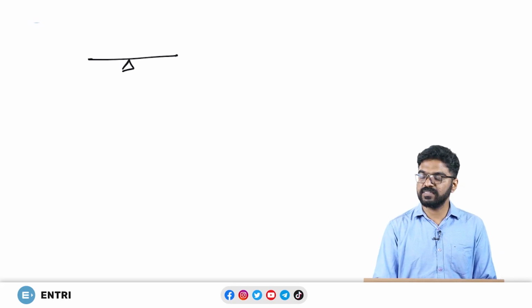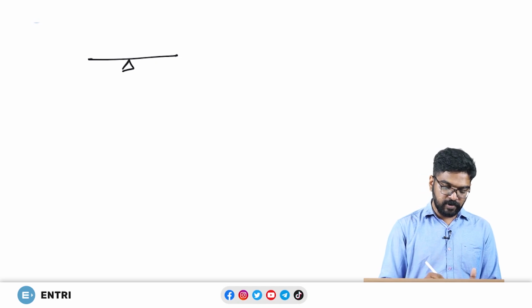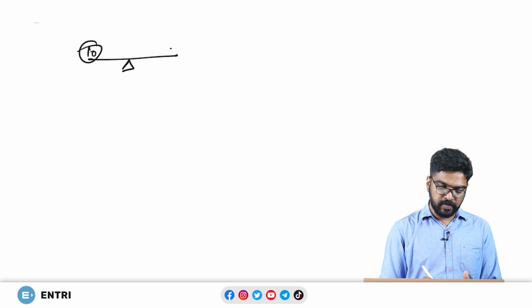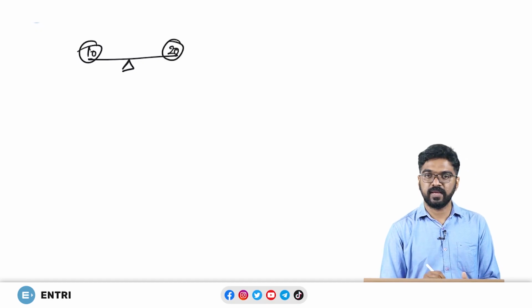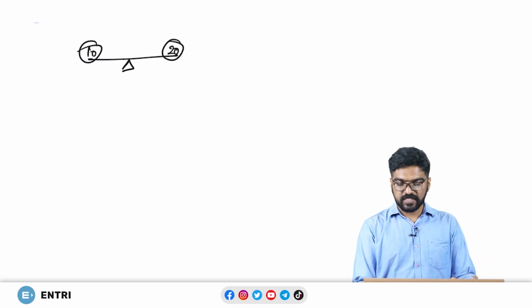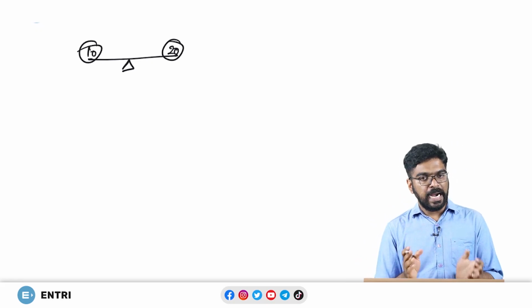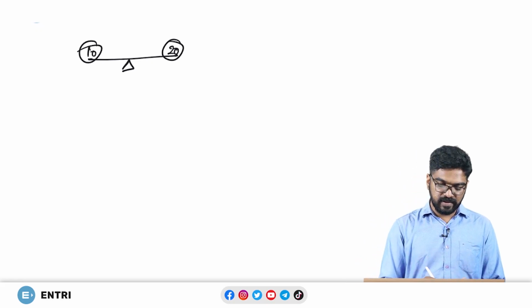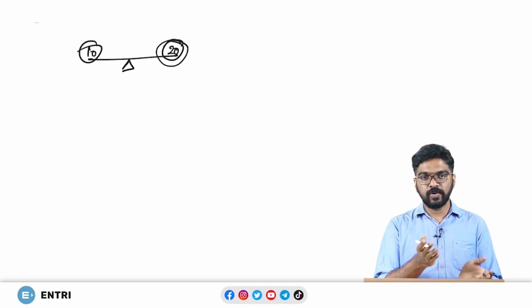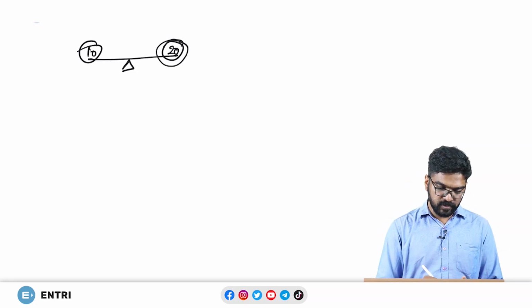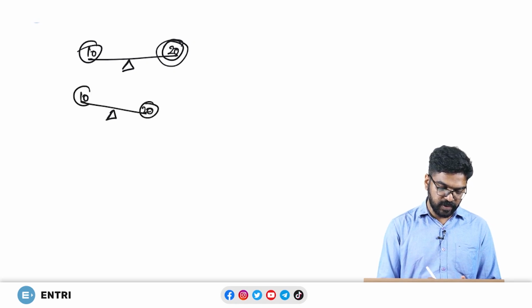Now let us take one such seesaw, and you are putting a weight of say 10 kilogram over here, okay? And you are putting a weight of 20 kilogram over here. What will happen to this? This weight will actually affect the balance of this particular seesaw. It will tilt in such a way that the more weight will go down. So it will be looking like this now, right? The 20 kg here and the 10 kg over here.